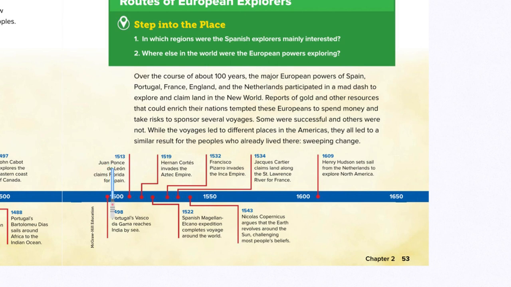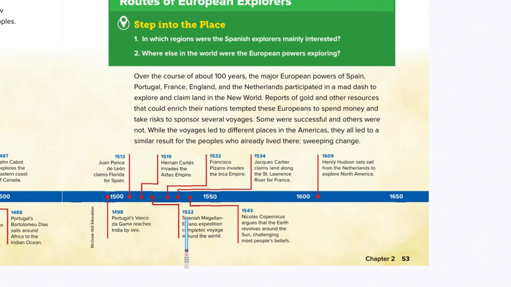In 1513, Juan Ponce de Leon claims Florida for Spain. Hernandez Cortez invades the Aztec Empire. Remember, we read about the Aztecs, so Cortez would be a Spanish explorer. In 1522, the Spanish Magellan Elcano expedition completes a voyage around the world. So he went all the way around the world, which back then was pretty cool.